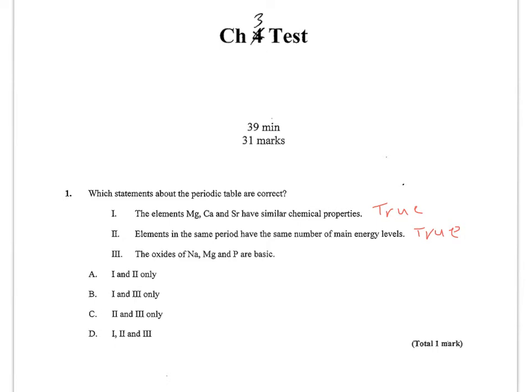And it says the oxides of Na, Mg, and P are basic. That's true for sodium and magnesium, but P, remember, is going to tend to combine with hydrogen, as in the case of H3PO4. So that is not true. So that means 1 and 2 only, or letter A, is my correct statement.